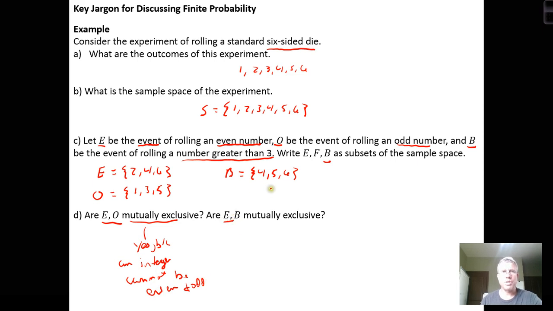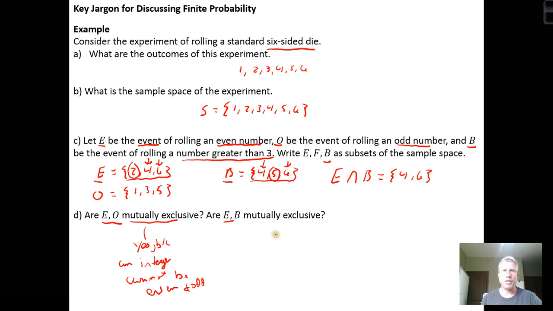Are E and B mutually exclusive? So the set E, that you roll an even number, and the set B, you roll a number greater than 3, we see that they're not mutually exclusive because even numbers include the numbers 4 and 6, and the set B, which contains numbers greater than 3, has 4 and 6 in it as well. So there are some differences between the two sets, but there is overlap. In other words, the intersection is not empty. They're not mutually exclusive because the intersection of even with numbers greater than 3 isn't an empty set. It contains the numbers 4 and 6.